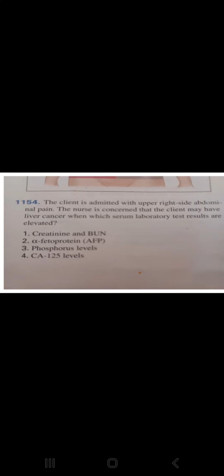The client is admitted with upper right side abdominal pain. The nurse is concerned that the client may have liver cancer when which serum lab test results are in? The answer is going to be that. When you see that protein, the liver is responsible for breaking down all the protein and stuff like that. So that's how I associate that. Phosphorus is dealing with the kidneys, creatinine the kidneys too, and the CA level with the ovaries.